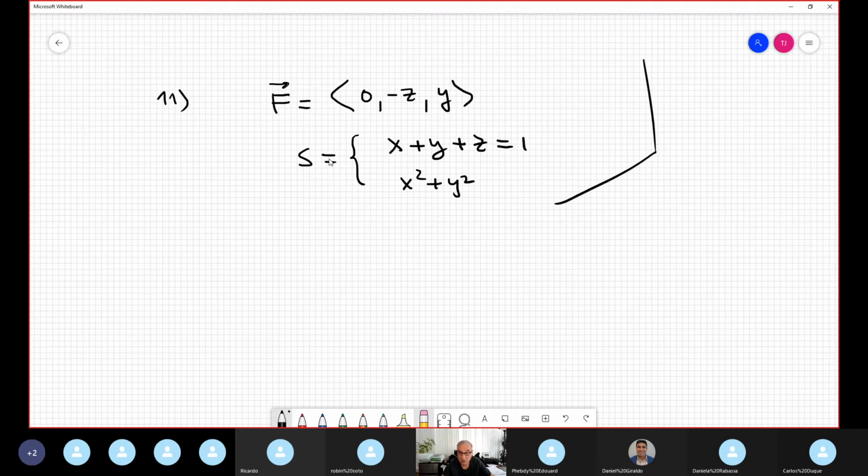And this looks like an ellipse in 3D. So my surface is this. But no, I did the surface part. I focus now on the curve. Okay, I'm doing it that way. Integral over the closed curve C of the vector field F here.